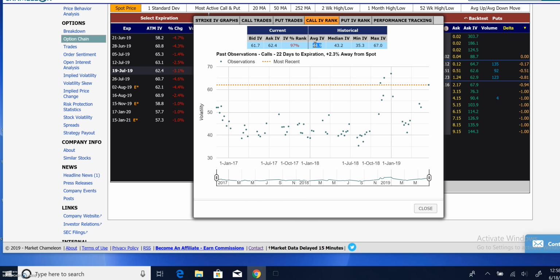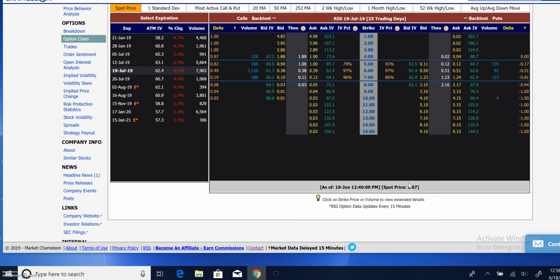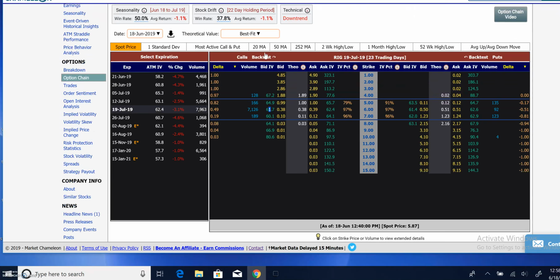Here's the average implied volatility for a similar option with 22 trading days to expiration and 2.3% away from the spot price. Here's the minimum and maximum implied volatility, the range historically, and then the median implied volatility. And if we wanted to take a look, what does that translate into in dollar terms? We could go back and see how far away this price is relative to if the implied volatility was back at its median level.